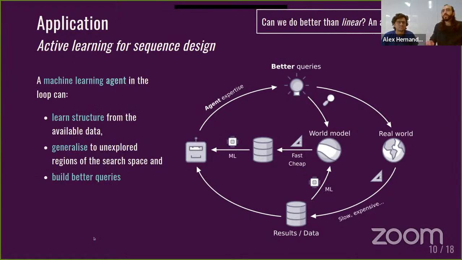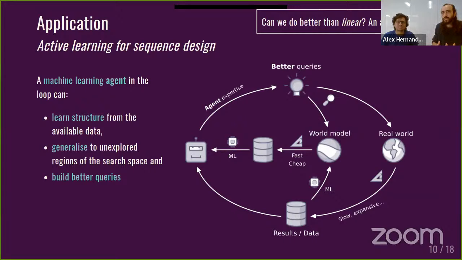So we can improve this. We can do better than linear gains by introducing an agent in the loop. So here I replace the scientist with an agent. First we have access to real world data. We use it to train a machine learning model, and now we can use this model as a proxy, as an oracle for our agent, and the agent is able to learn from the outputs of the oracle, and ideally learn the structure of the search space.